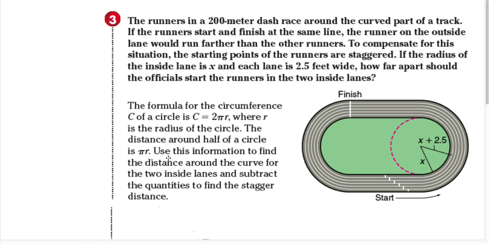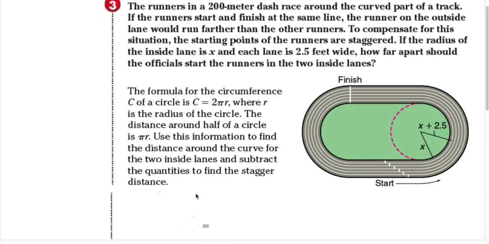So we want to use this information to find the distance around the curve for the two inside lanes and subtract the quantities to stagger the distance. So that's what we want to do. We want to find the distance around the curve for the two inside lanes and subtract the quantities to find the staggered distance.